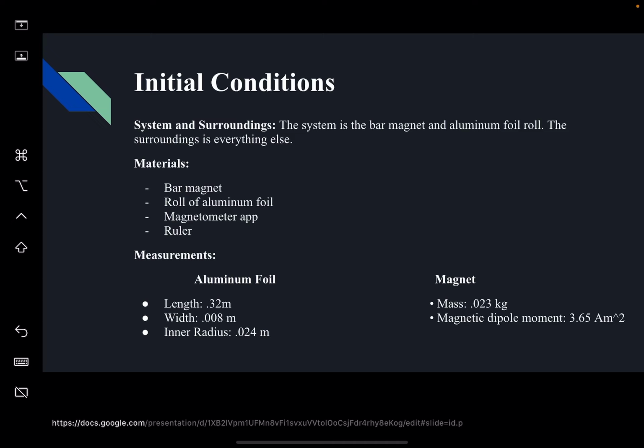Materials for this lab. We needed a bar magnet, a roll of aluminum foil, a magnetometer app, and a ruler. We used a ruler to measure our foil, and here are my following measurements. For the length, I got this. Width, I got this. And inner radius, I got this. For the magnet, our mass was this, and our magnetic dipole moment was taken from our previous lab.